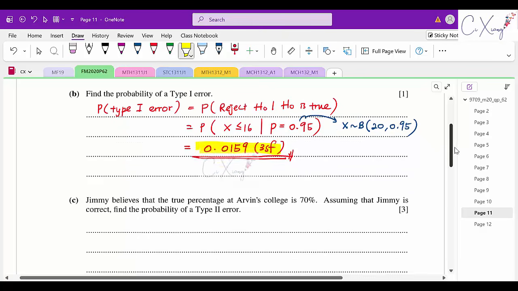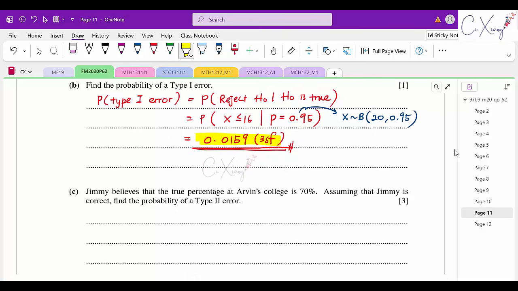Then let's continue to the last part. Jimmy believed that the true percentage at Arvin's college is 70%. Assuming that Jimmy is correct, find the probability of a type 2 error. Now let us proceed with this type 2 error. What is the definition of a type 2 error again? A type 2 error is accepting the null hypothesis when the null hypothesis is false. Accepting the null hypothesis in the calculation means that you have to put in the acceptance region.